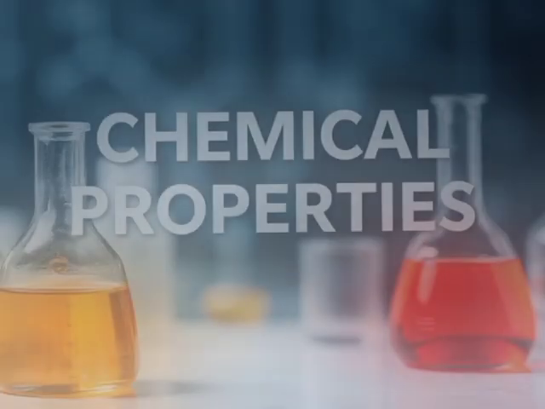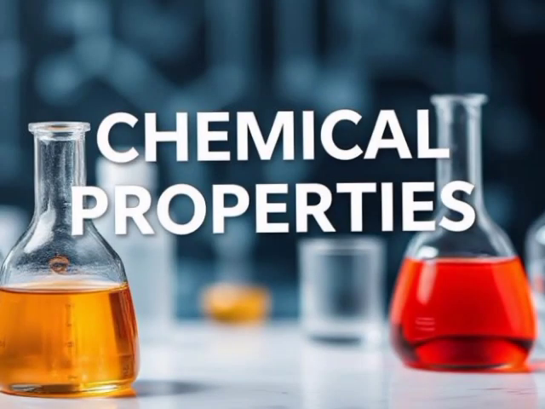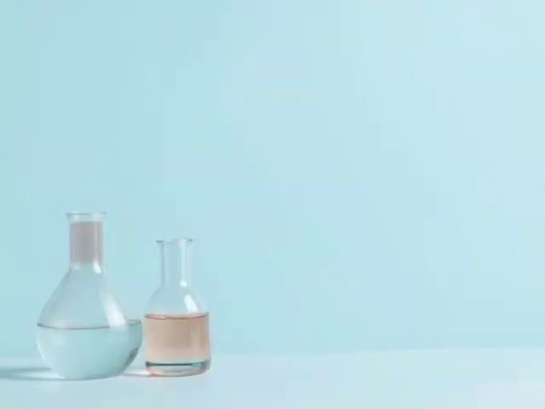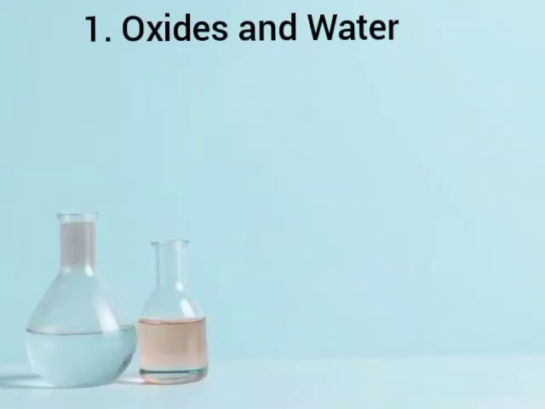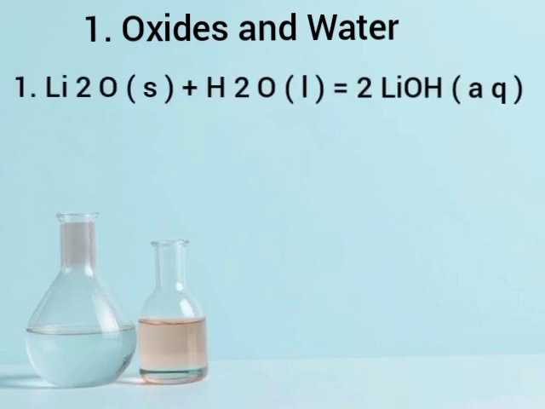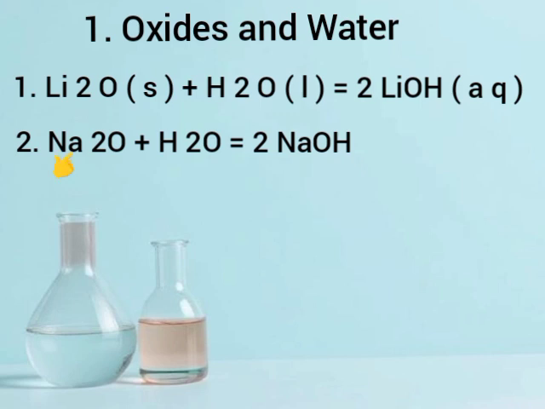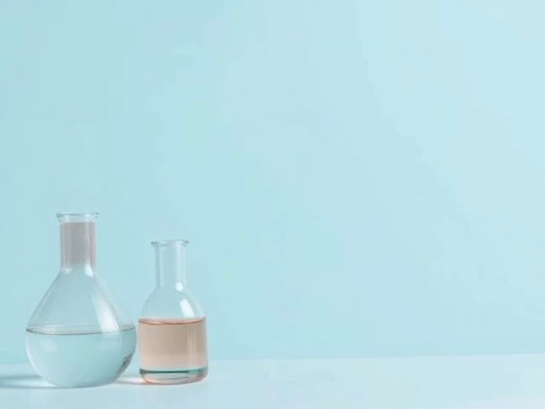Now let's look at the chemical properties real quick. Chemical properties. Oxides and water. The oxides of group 1 elements react with water to yield hydroxides. As we can see in this reaction, lithium oxide reacts with water to yield 2 molecules of lithium hydroxide. In the same way, sodium oxide will react with water to yield 2 molecules of sodium hydroxide.